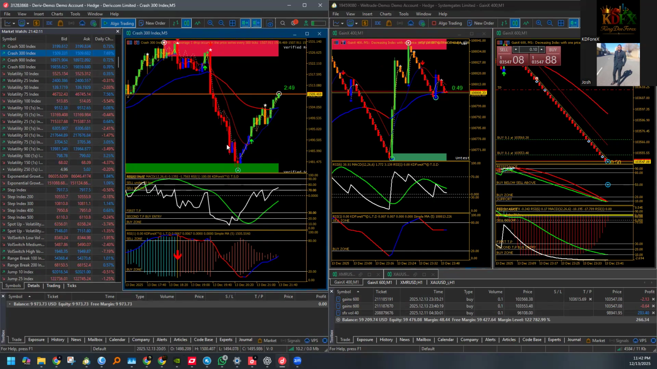Which pair do you like to trade the most? The one you concentrate on the most. We'll reference them to Boom and Crash, because Boom and Crash are the famous ones. So between Boom and Crash, which pair have you mostly focused on?